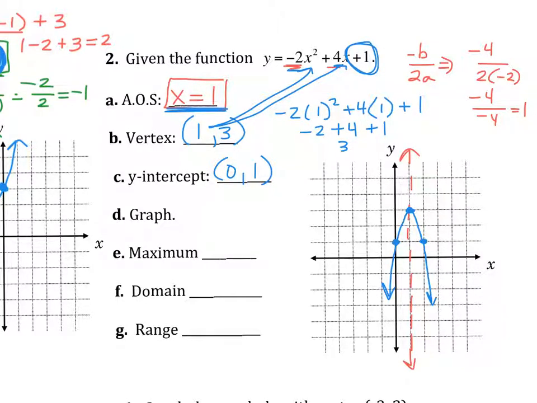What is your maximum? What is the highest point on your graph in terms of your y? 1, 2, 3, right? Your y goes up to 3, so 3 is your maximum. What's your domain? All real numbers. All real numbers all day long. What's your range? Y is less than or equal to 3. If it opens down, it's going to be less than or equal to, right? It's always going to be below that number, so y is less than or equal to 3.